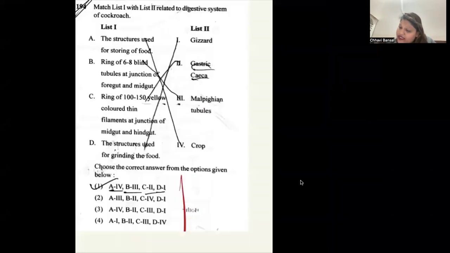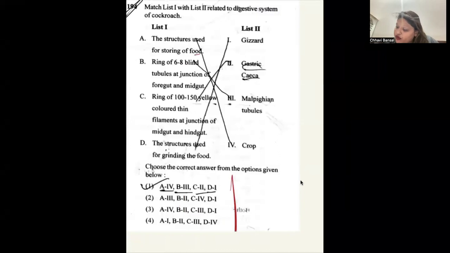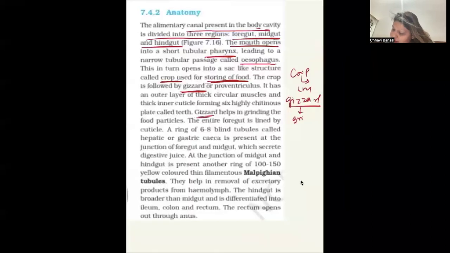So let's see here. Structure used for storing of food is crop. For A, it's 4. Then structure used for grinding of food, gizzard. For D, it's 1. So if you know this, you know the answer. Malpighian tubules are 100 to 150, right? And a ring of 6 to 8 tubes is called hepatic or gastric caeca. So gastric caeca is B2 and C is 3. So our correct option is option 3.